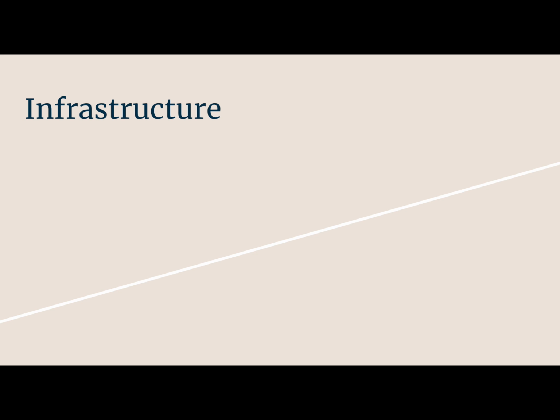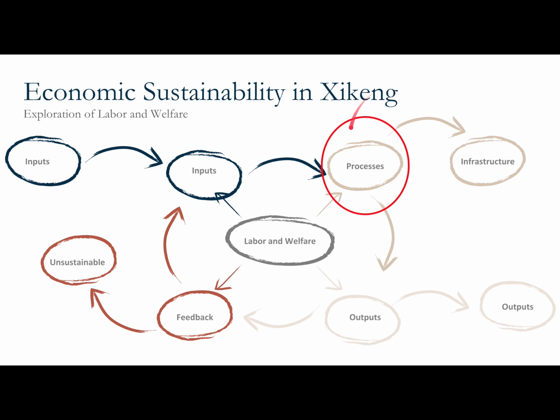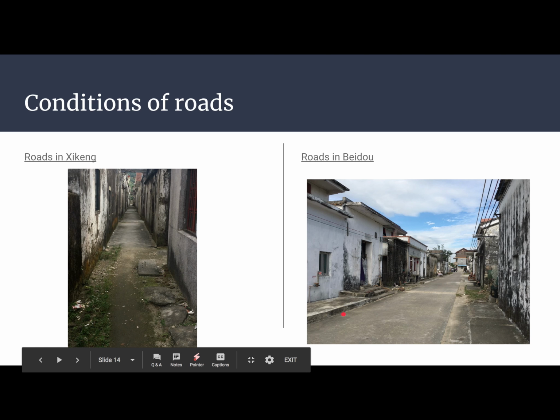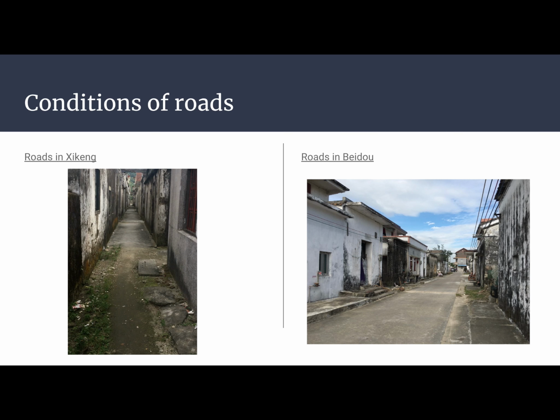Secondly, infrastructure is a working condition which affects productivity. This is because in a circular diagram, infrastructure correlates with processes, as it provides tools that may be necessary to create output. Naturally, if the infrastructure is more suitable for the input and processes of the labor, the output will be better. Let's first look at the conditions of roads. This is significant due to how it affects the types of transportation available.